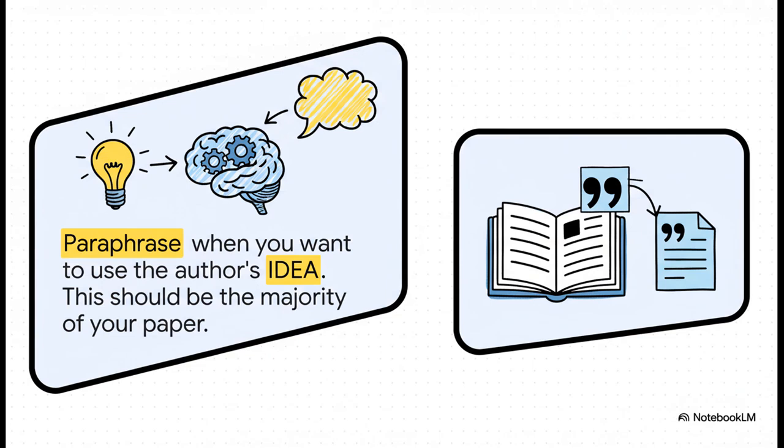You've got two main tools to avoid plagiarism: paraphrasing and quoting. You should be paraphrasing like 95% of the time. Paraphrasing means you take someone's idea, you process it in your brain, and then you explain it in your own words and your own sentence structure. It shows you actually understand the material. Quoting, on the other hand, is using their exact words. You should only do this very, very rarely when the way they said something is just so perfect or powerful that you can't change it.